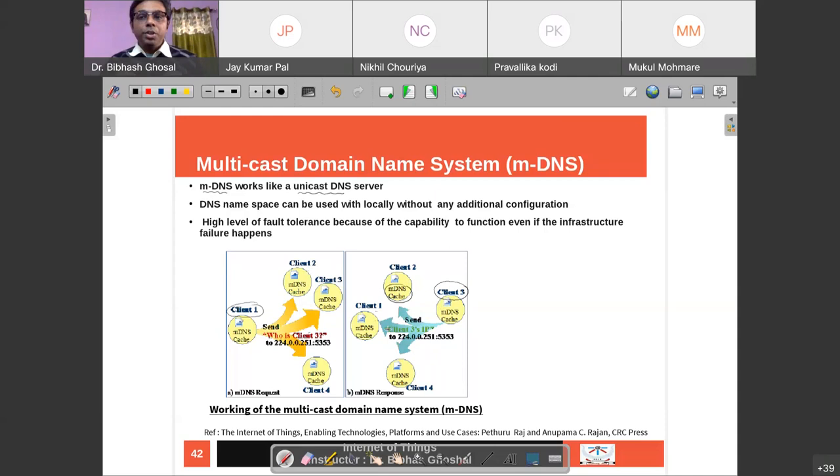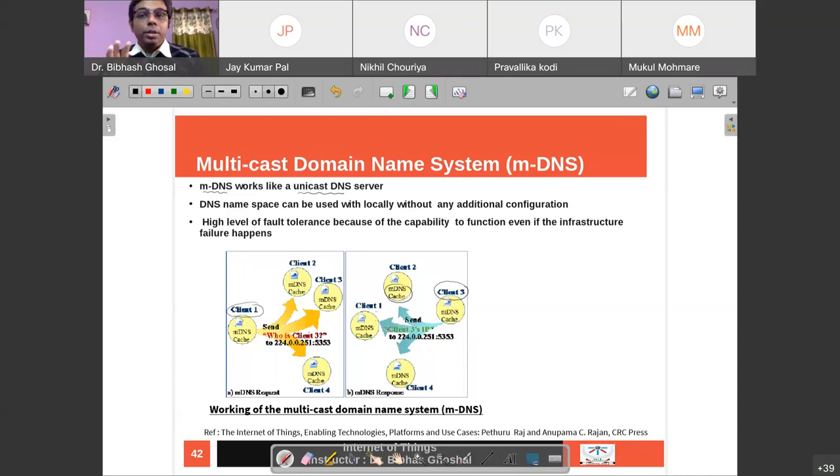This is the idea behind multicast domain name. So one of them initiates the process, the one which actually has the name responds, and responds to the entire network. So the rest of the nodes get that response and maintain it in the cache. So this is the way in which the services are discovered.